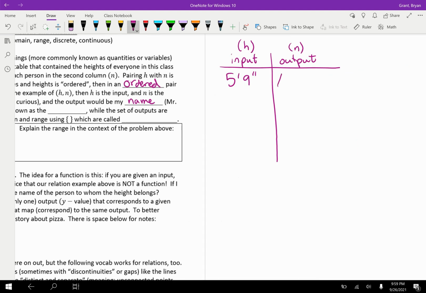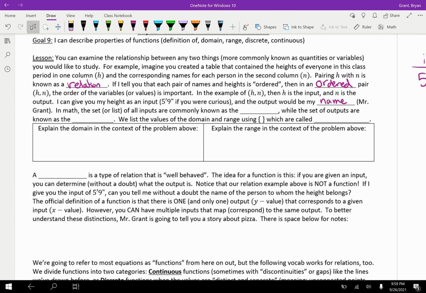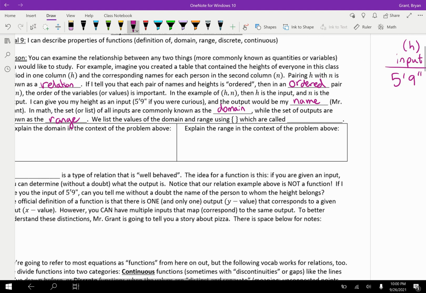And in this case, my name would be Mr. Grant. Easy enough. Okay. In math, the set or the list of all of the inputs are commonly known as the domain, while the set of outputs are known as the range. We usually list the values of domain and range using these cool little curly brackets, and I've heard them called curly brackets before. Most commonly they're called braces when they are curly like that. I always joke and call them sideways seagulls. You know, when you draw a bird, you kind of do something like that, so I call them sideways seagulls.